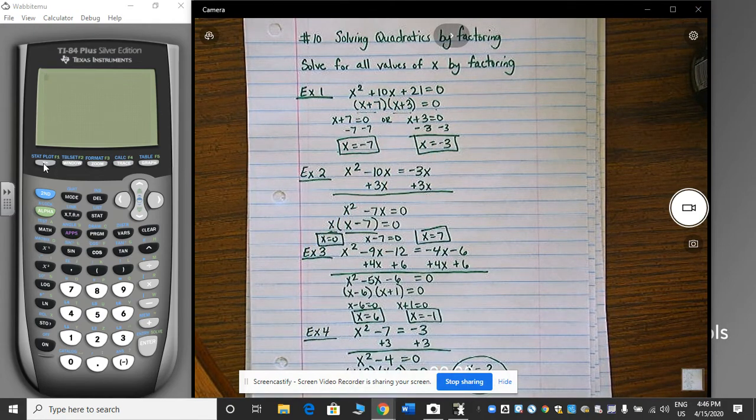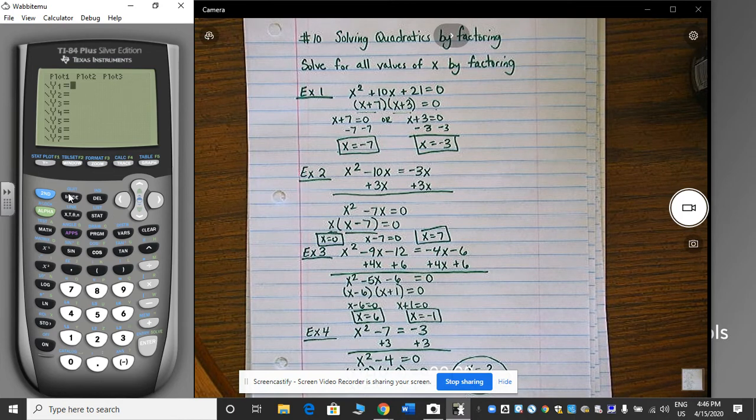So I'm going to go to y equals, and I'm going to type in again x squared plus 10x plus 21. If I were to graph that, you'll notice that I have an x-intercept at -3, and I have a second x-intercept at -7, which matches my two answers that I got here.